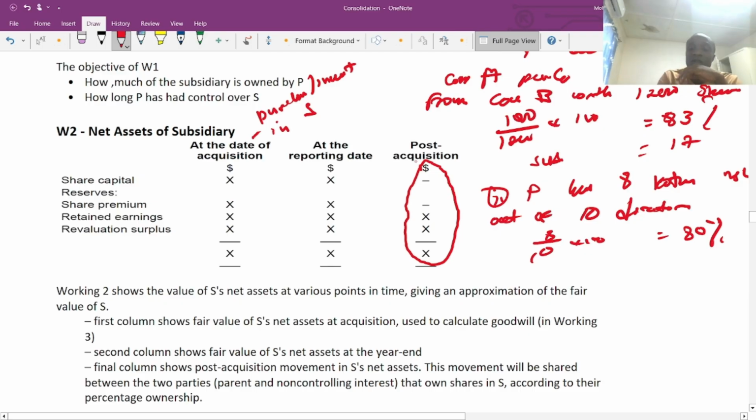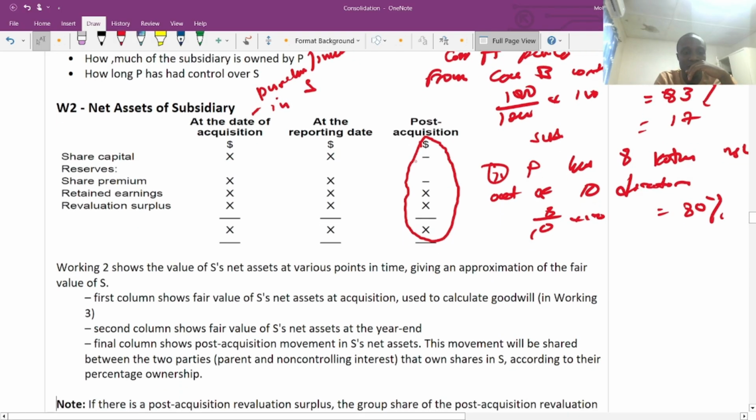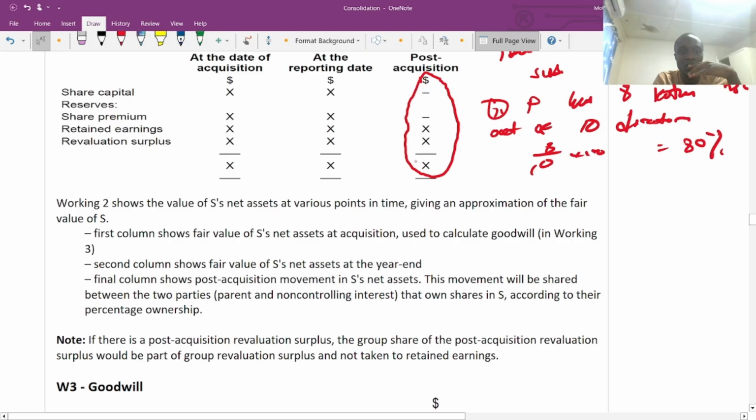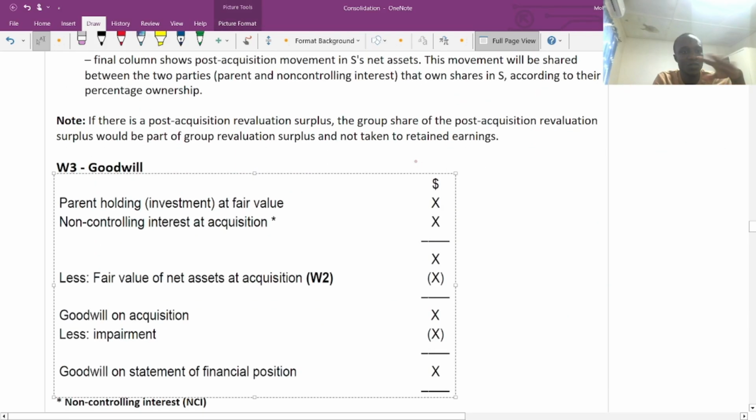Don't worry about it. For now, what you need to know is this formula: we are going to take the share capital at acquisition date and at reporting date, the reserves, the share premium, retained earning, and evaluation surplus at the acquisition date and at the reporting date. This is what we are going to do for working two. Also a very important note: working two shows the value of net assets at various points in time. Already explained that one.